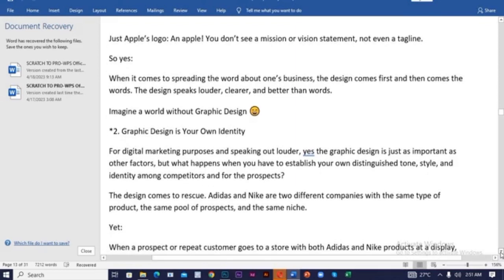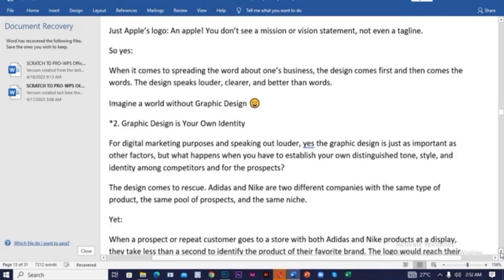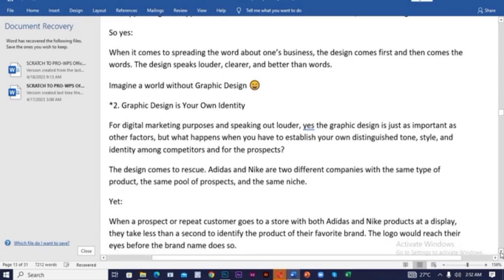That is just the truth. So graphic design is your own identity. That is what it is. Graphic design, just like brand identity, logo design, is your own identity. So whenever you make any design, it is just your own.